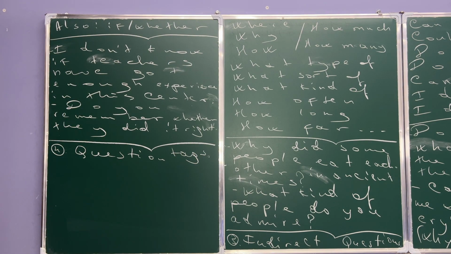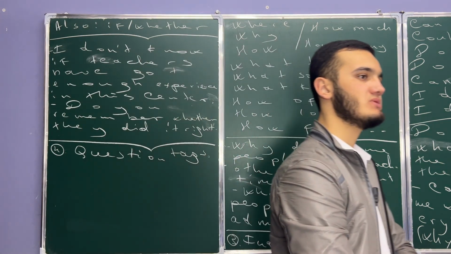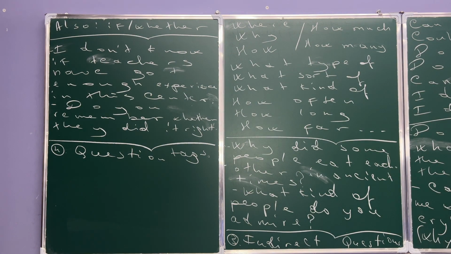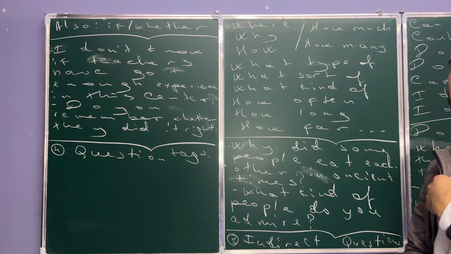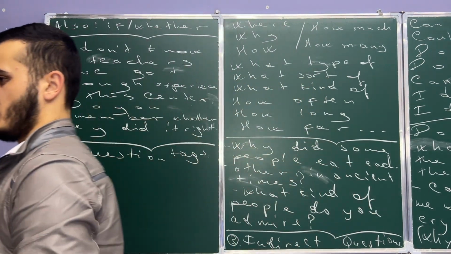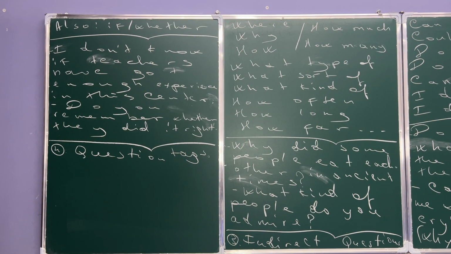One of the easiest parts of the question types. What are question tags? Question tags are used to ask someone's opinion, whether they agree or disagree with us. For instance, he's tall, isn't he? First of all, I'm saying a statement, yeah, and asking your opinion. He's tall, isn't he?